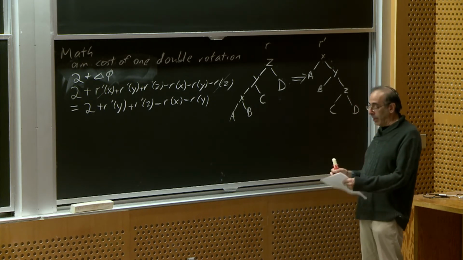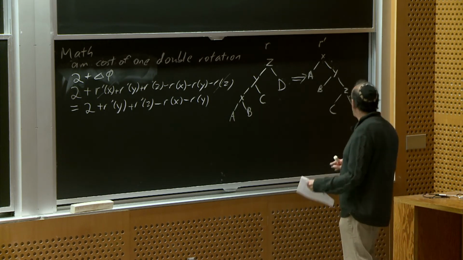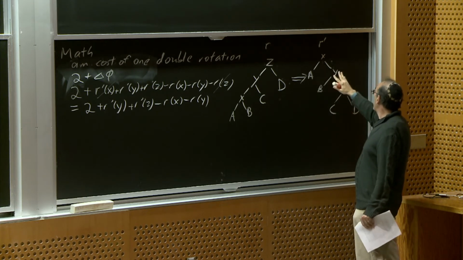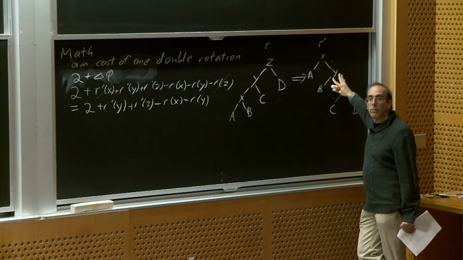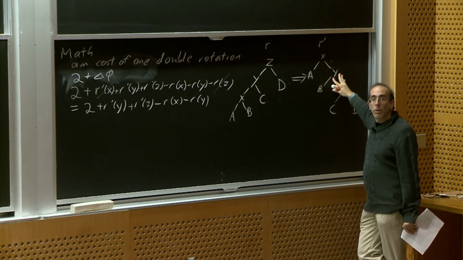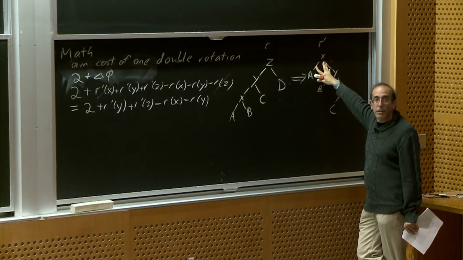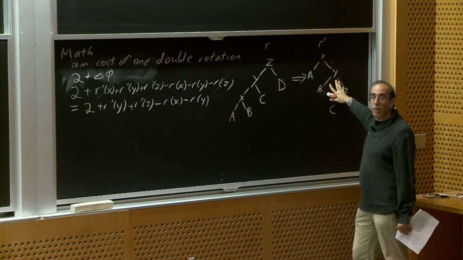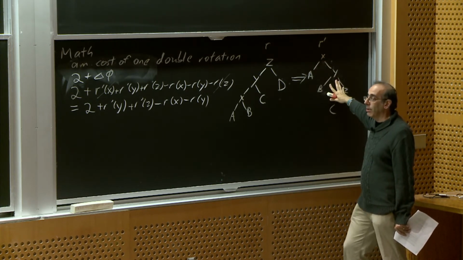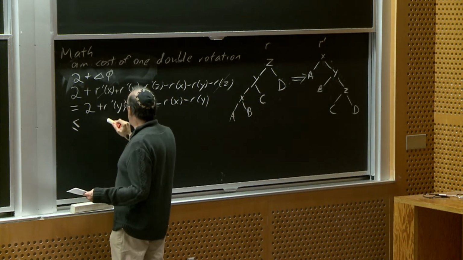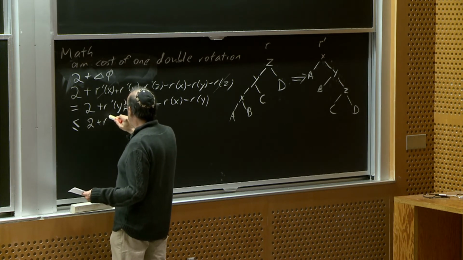So I'm interested in r prime of y, right? The rank of this whole subtree. Can I upper bound that without referencing y? Well, this subtree is inside of the x tree, right? Which means that its size is no larger, which means that its rank is no larger. So I can upper bound r prime of y by r prime of x.